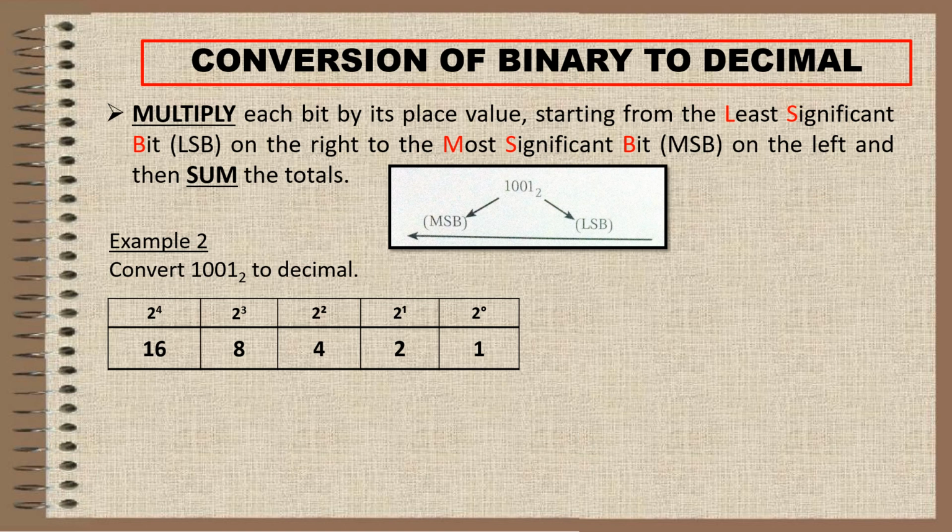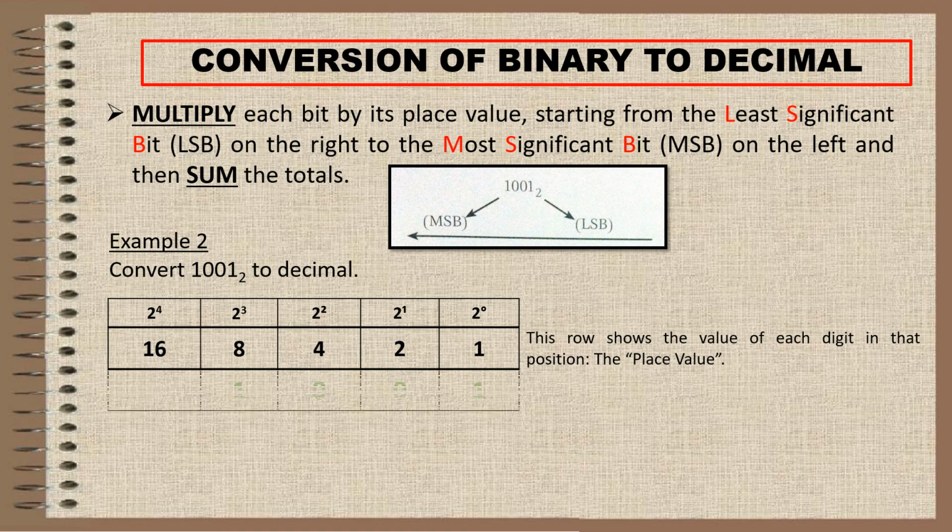Now the next row, this same row shows the value of each digit in that position. That is called the place value. Now on the third row, we're going to put our binary number that we want to convert to decimal. Starting from the least significant bit on the right hand side, we're going to write our binary number. So we have first a 1, 0, 0, 1.